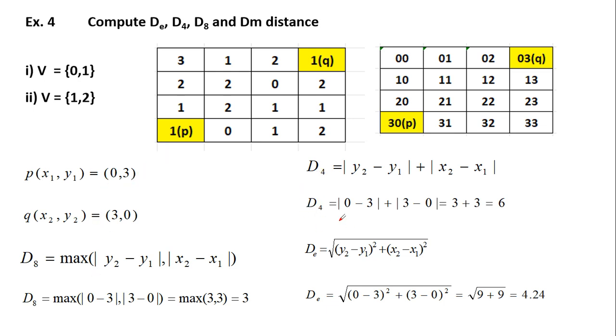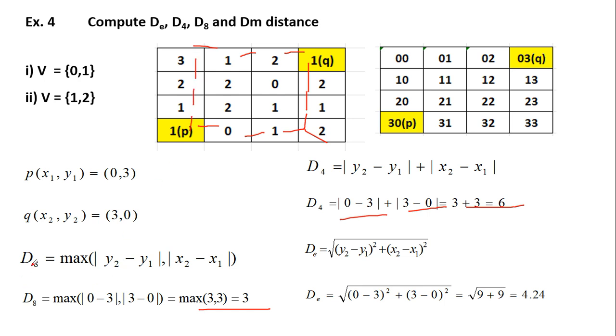D4 is 0 minus 3 and 3 minus 0, which is equal to 6. Here we require to take the maximum, 3, and here we can also see the distance with D4. With D4 connectivity, we require to go by adjacent neighbors. So 1, then 2, 3, 4, 5 and 6. We can go this way also, that is 1, 2, 3, 4, 5 and 6.